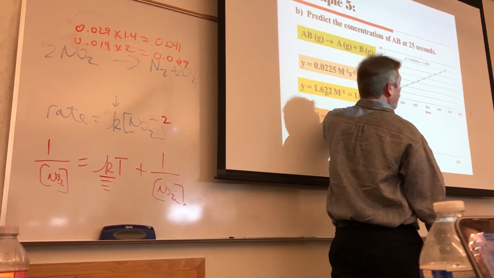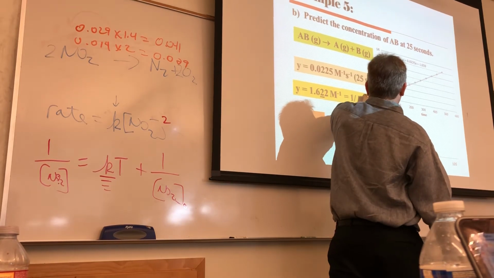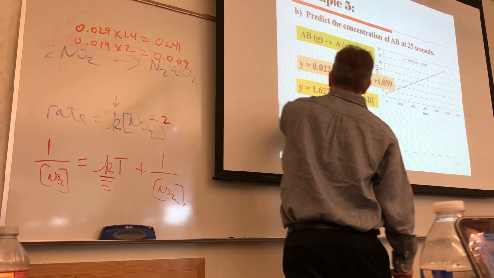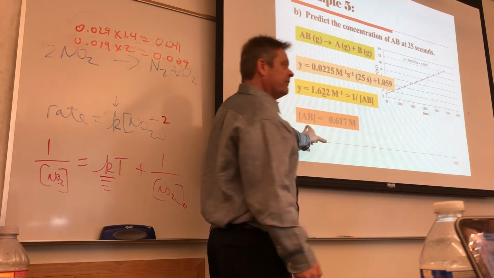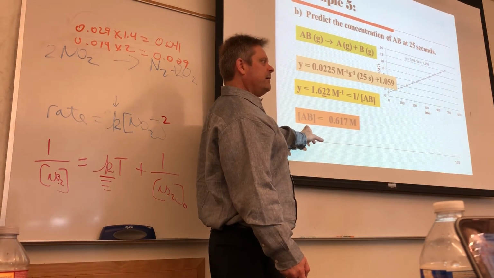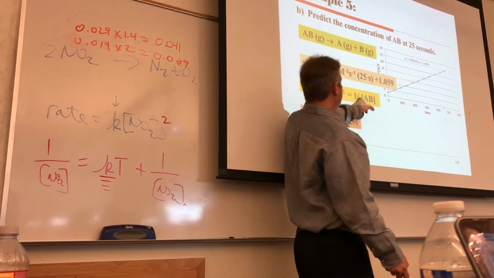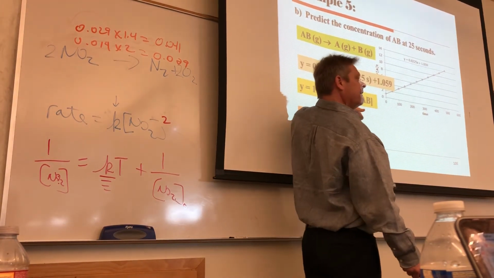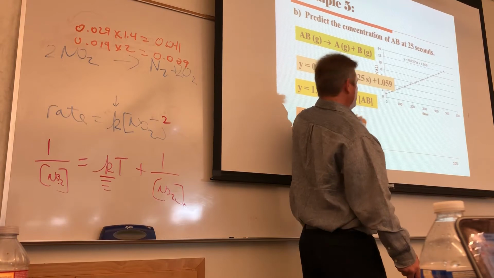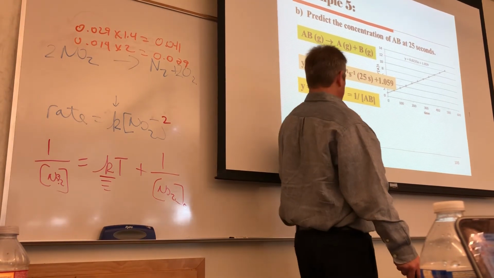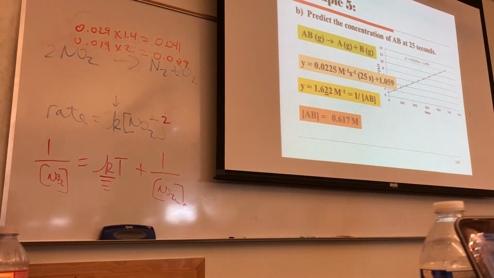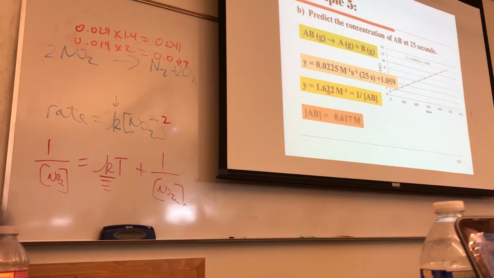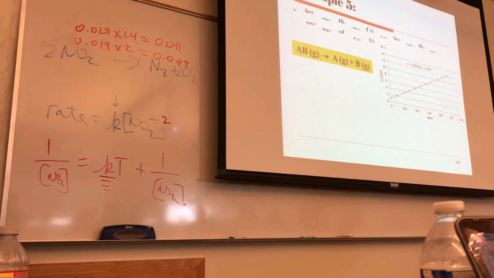So now I'm solving for y. Y is equal to 1 over the concentration of AB. So now I have to solve for AB. So I move this up, I move this down, 1 over this. That's my concentration of AB. Oh, okay, so it's 1 over the 1.622. Yes, this is the division sign like that. This is 1 over the concentration of AB, so I move the AB up, I move that down. Now, what is the rate? It's equal to k times the concentration of that squared, right?